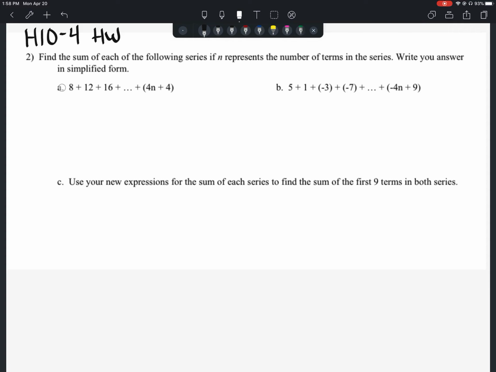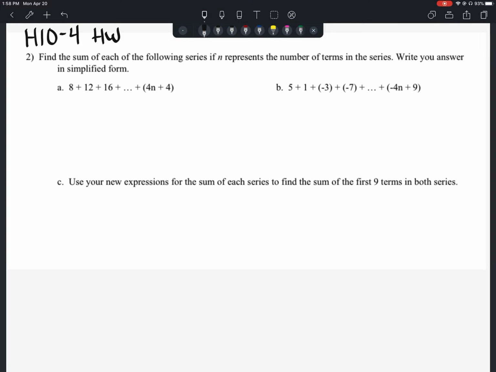So letter A, we have this series, 8 plus 12 plus 16 plus all the way up to the term 4n plus 4. Because we don't know the number of terms, we don't actually have the last term. This is just in that general form that we talked about in the notes.